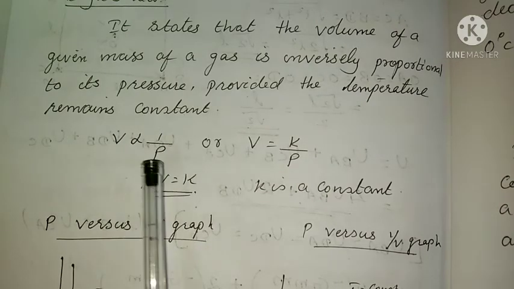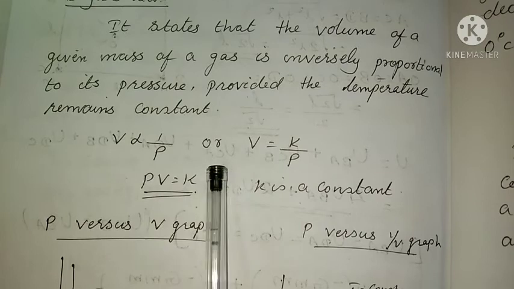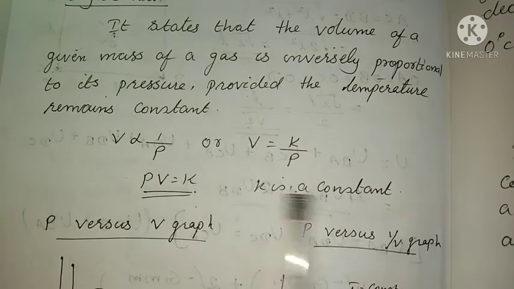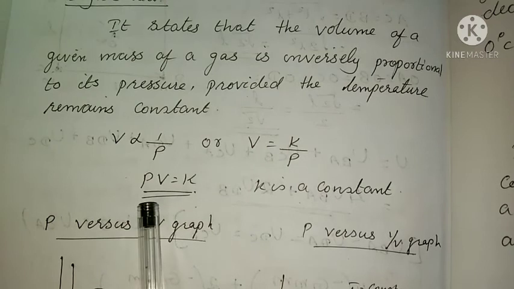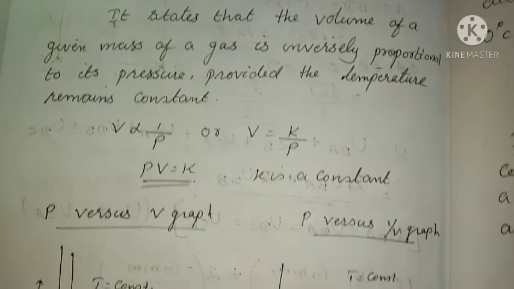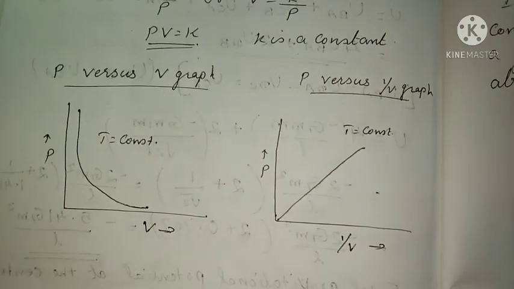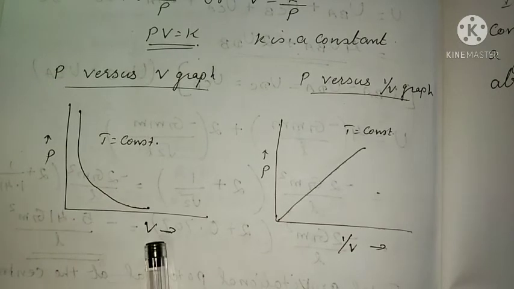that is, the volume is inversely proportional to its pressure, or we can write V equal to K by P, where K is a constant. So we can write PV equal to K. When we draw the graph between P and V, there P is inversely proportional to V, so we get a parabolic graph like this.